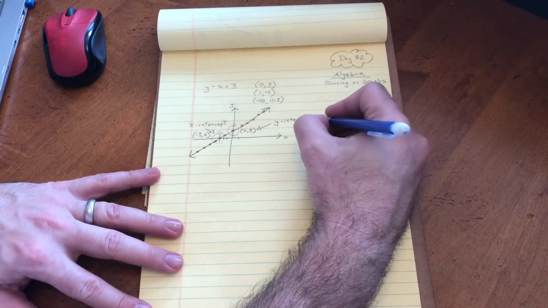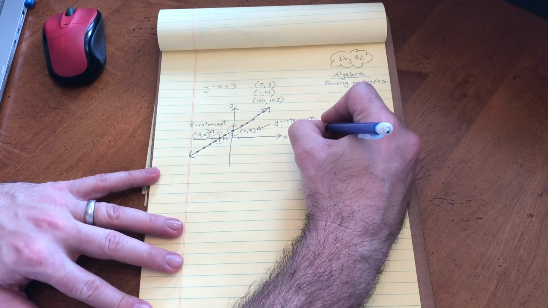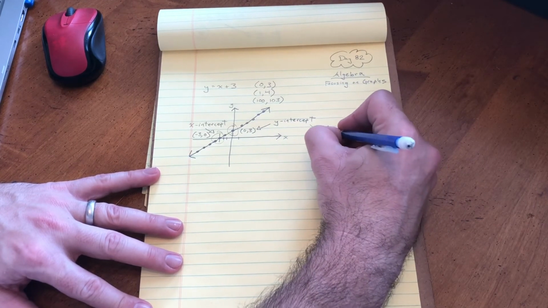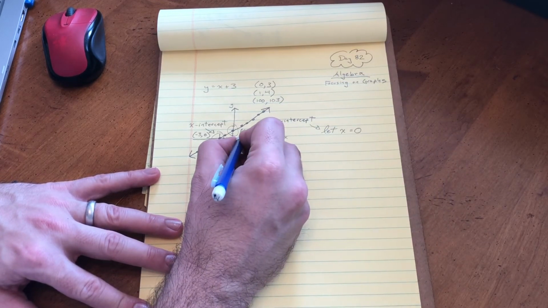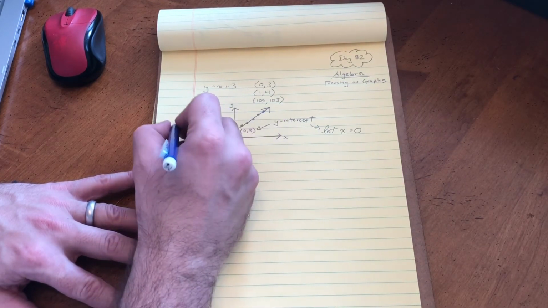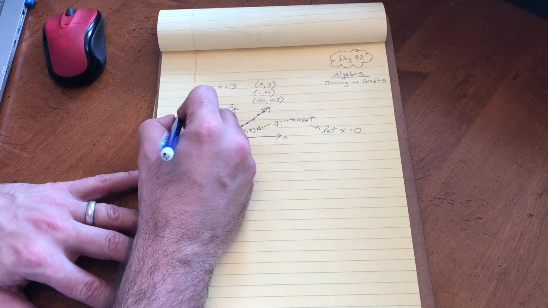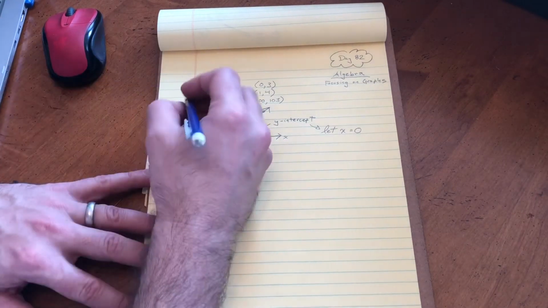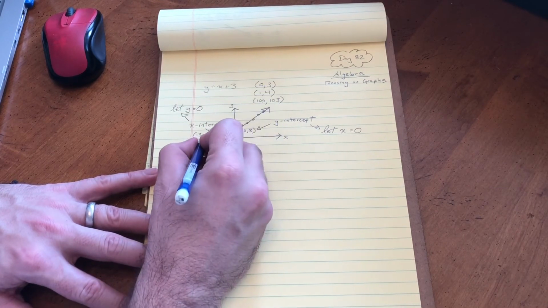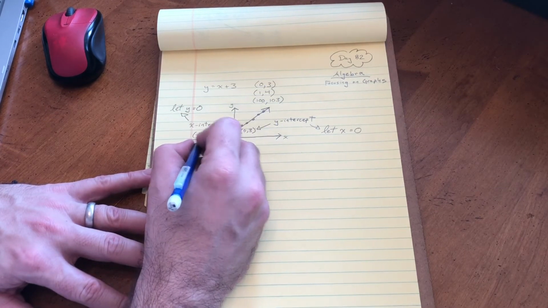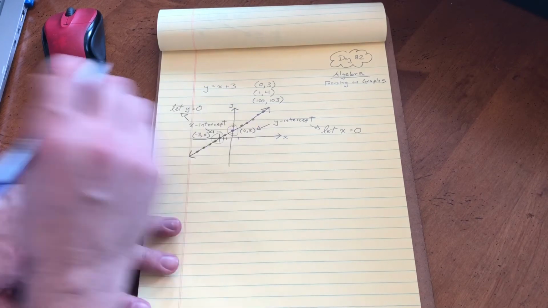So when I'm trying to find a y-intercept, I'm going to say let x equal 0. I'll always have a 0 for my input value. And when I'm trying to find an x-intercept, I'm going to let y equal 0. I will always have an output value of 0. That's going to tell me exactly where on the axes these things are crossing.